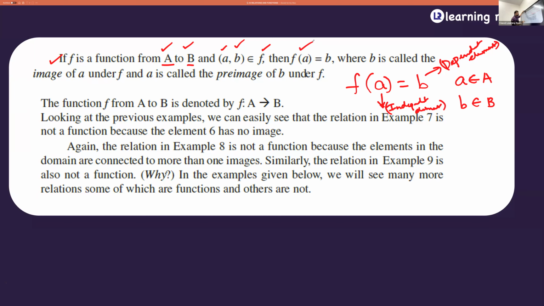Then f of a is equal to b, where b is called the image of the element a under the function f. And obviously one side is image, so the other side will be pre-image. It's called the pre-image of b under the operation f. So going forward, if I use the word image or pre-image, you should not get confused. We are just trying to build a language for functions, to be on a common page. I hope I'm clear with this.